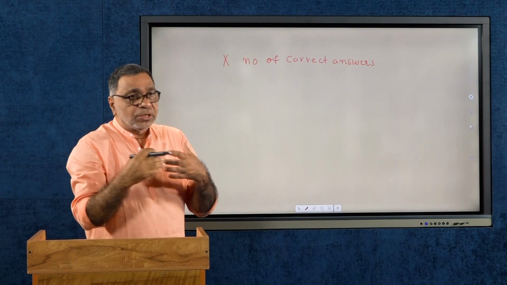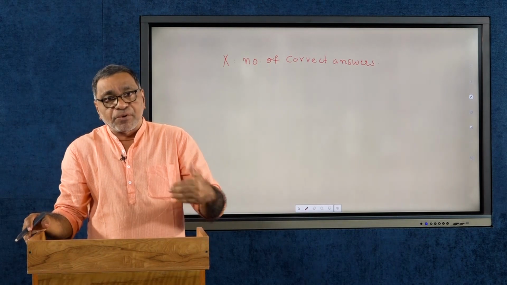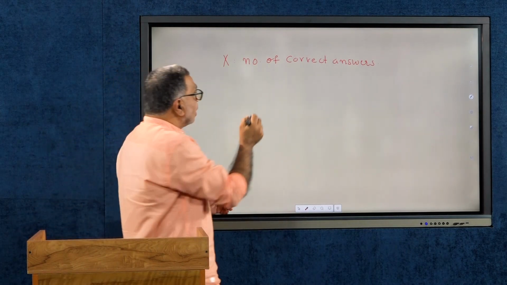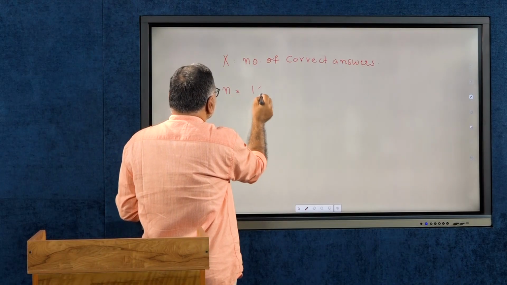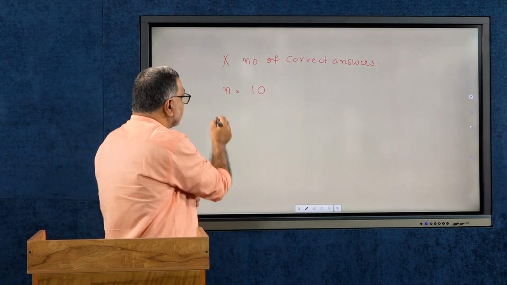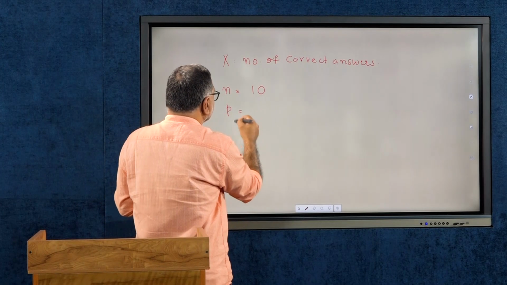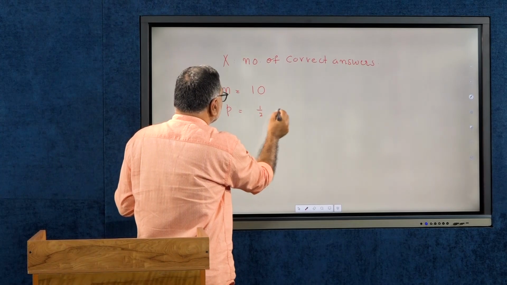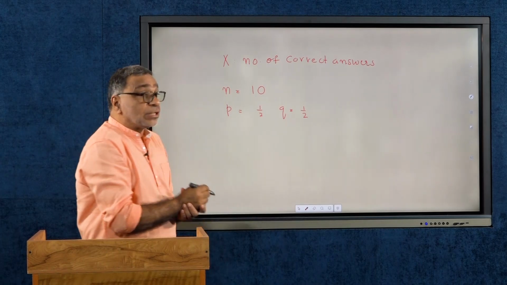Suppose a student is answering the questions and X is the number of correct answers. How many total questions are there? 10. And what is the probability of getting a correct answer? That is 1 by 2. Here also you note Q is also 1 by 2. And what is the problem?